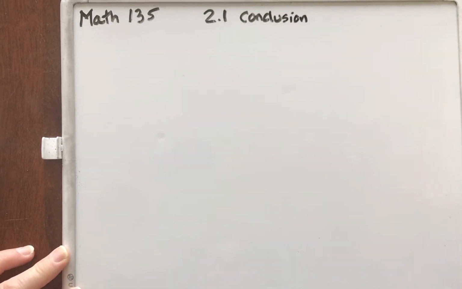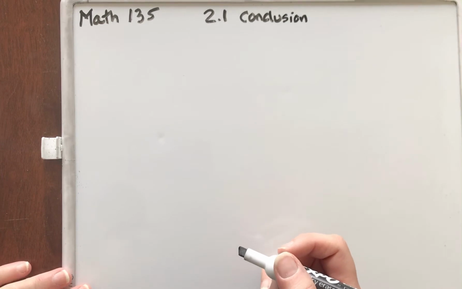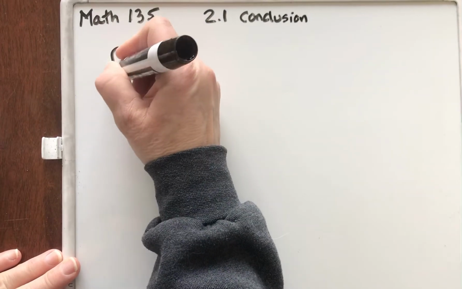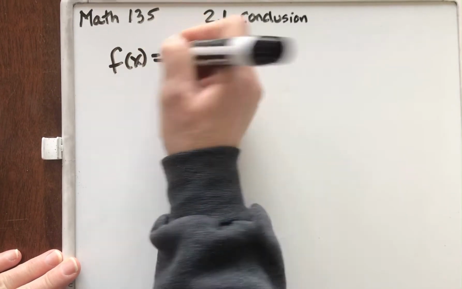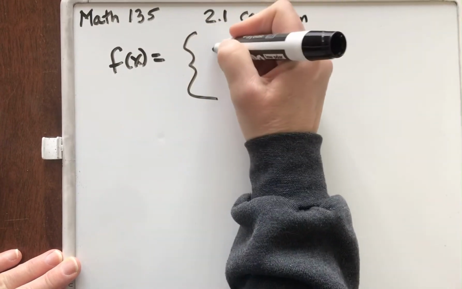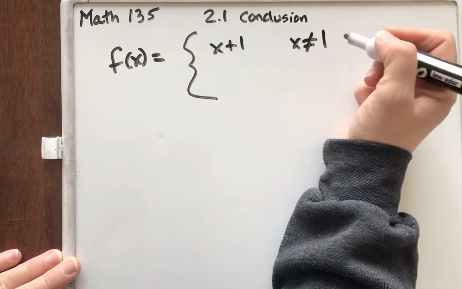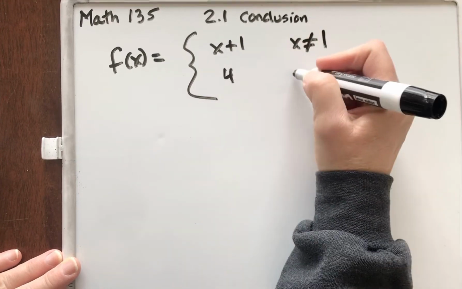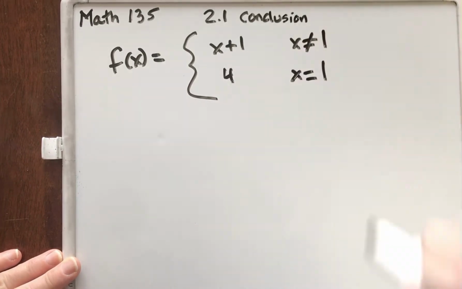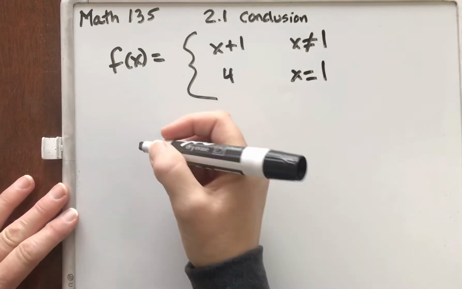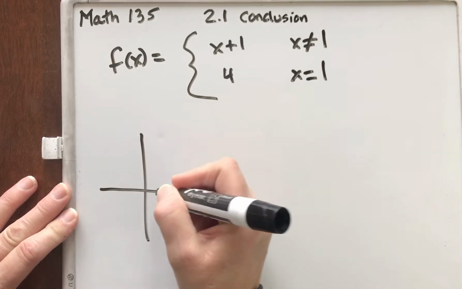So these are evaluated without actually having to graph. But this one I want to graph just to show you what it looks like. We have x plus 1 for x not equal to 1, and we have a 4 for x equal to 1. So let's look at that. We'll just draw a quick little graph.